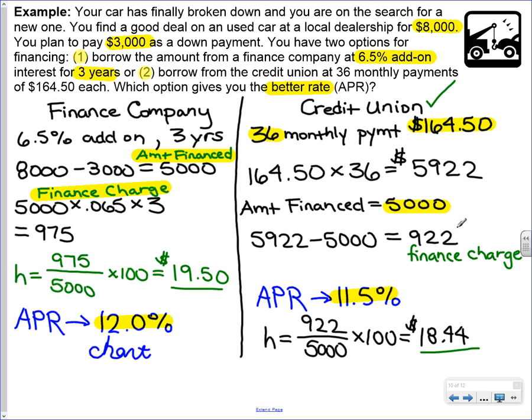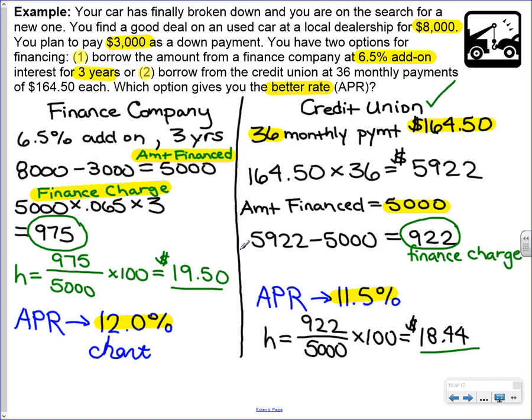I also could look at the finance charge. Here the finance charge was 922, and here it was 975. Again, I want my finance charge to be as low as possible. So using this method, I'm going to end up saving about $50 versus going with the finance company.